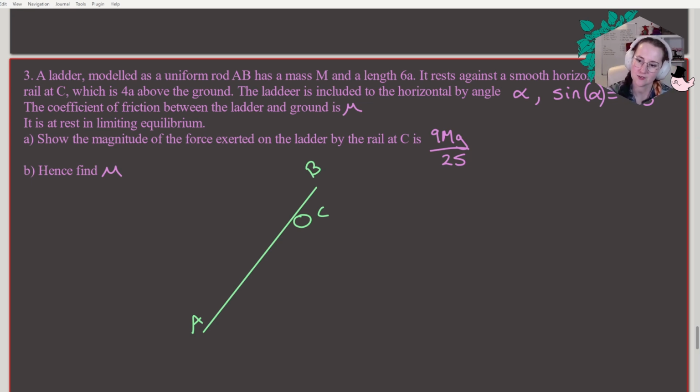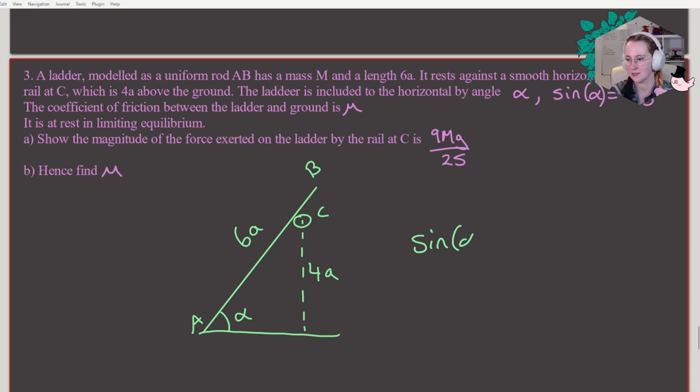We have that the length of the ladder is 6a, and we have that this height above the ground is 4a. The ladder is inclined to the horizontal, is what that's supposed to say, at an angle alpha, where sine of alpha is 4/5. And we have that there's a coefficient of friction, so a rough ground. So the coefficient of friction between the ladder and the ground is mu. It is at rest in limiting equilibrium.